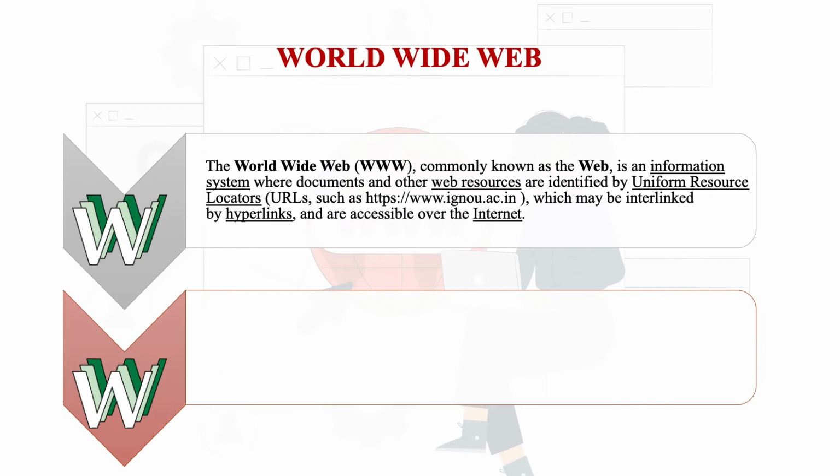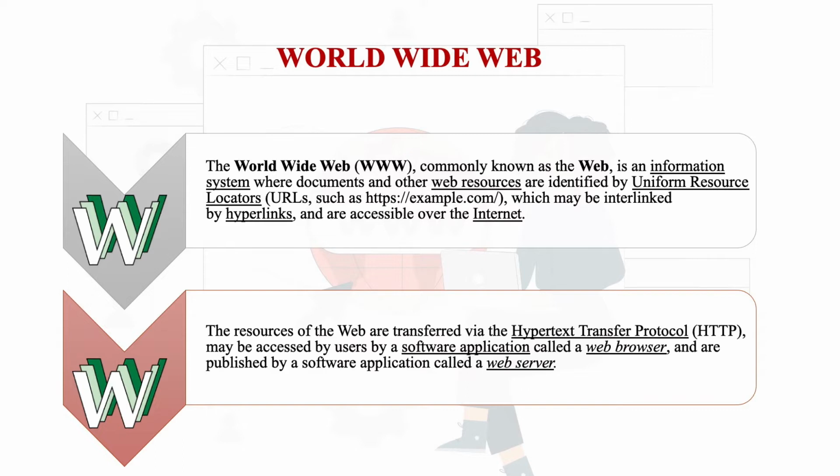The World Wide Web is commonly known as the web. It is an information system where documents and other web resources are identified by uniform resource locators such as http://www.ignou.ac.in, which may be interlinked by hyperlinks and are accessible over the internet. The resources of the web are transferred via the hypertext transfer protocol, may be accessed by users by a software application called a web browser and are published by a software application called a web server.